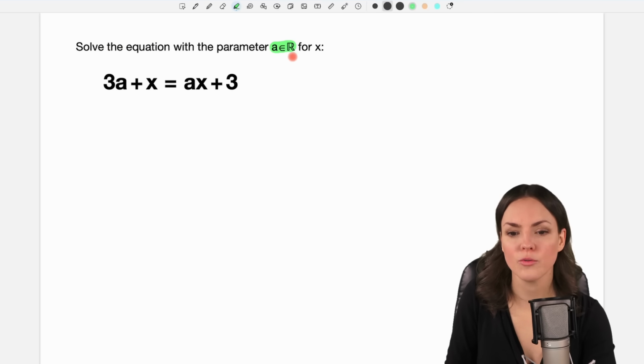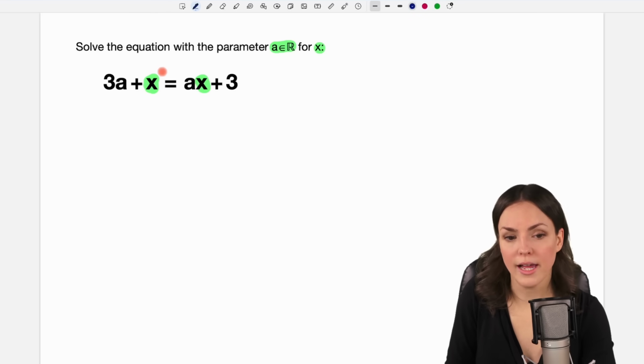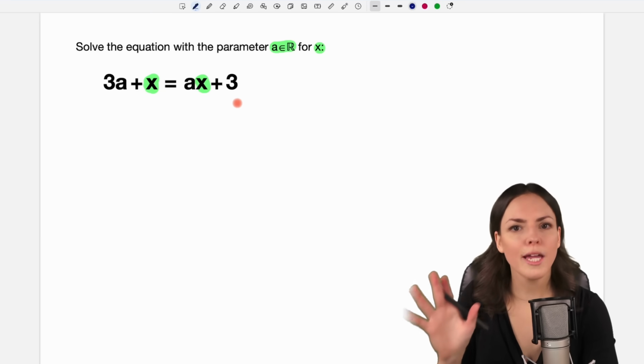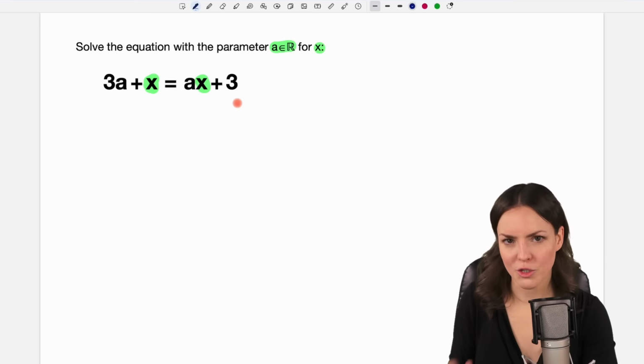Today I want to show you how to solve the equation with the parameter a, an element of the real numbers, for x. This is our equation. Our variable x is in here, and we want to solve this equation for x. It is a linear equation because we only have x to the power of 1 here and x to the power of 1 here, so we solve it the way we solve every linear equation.